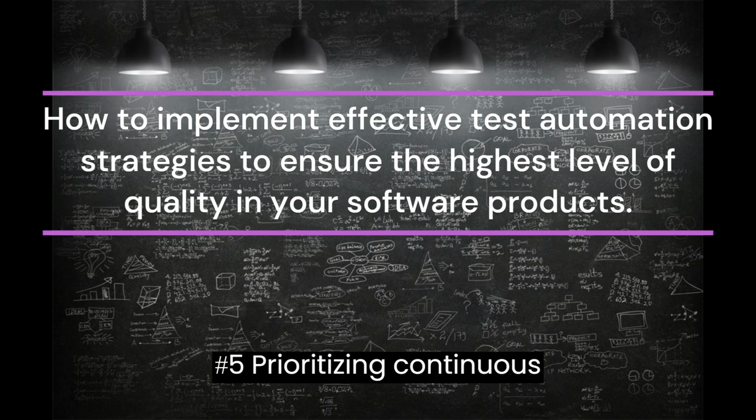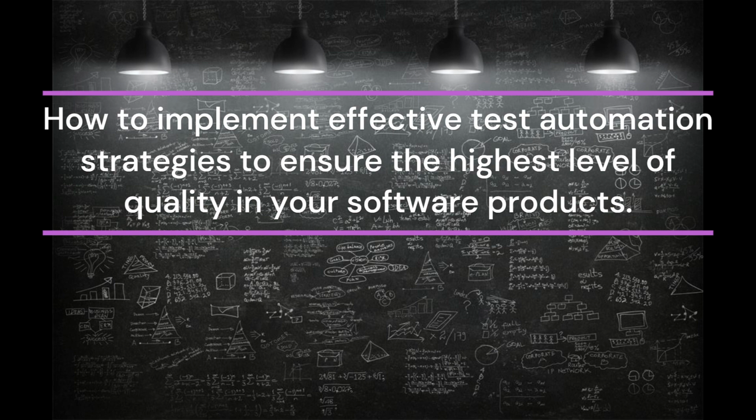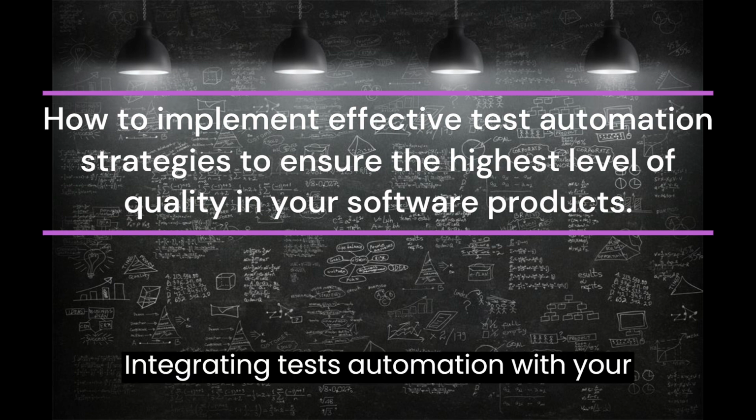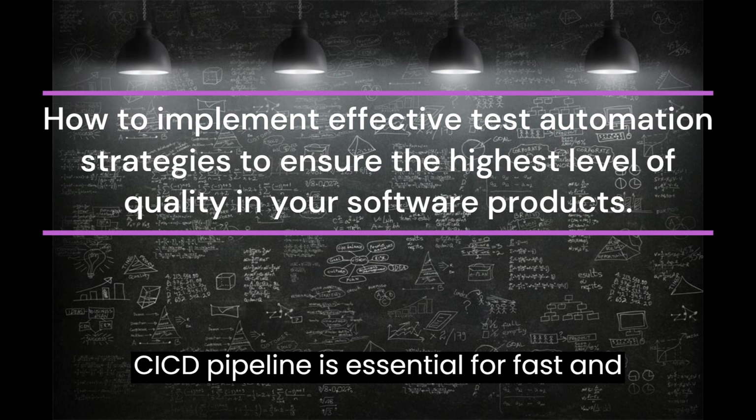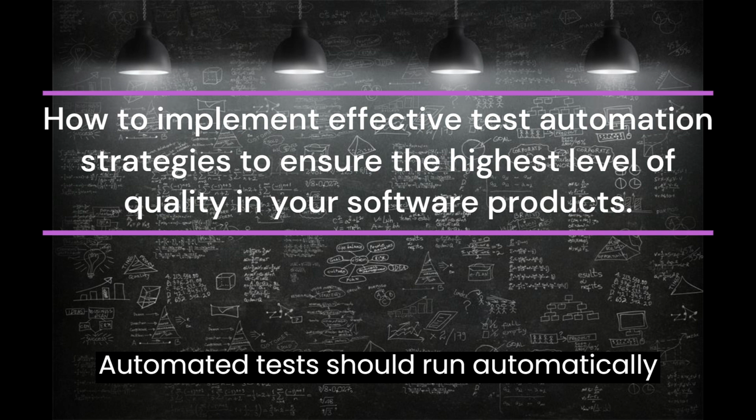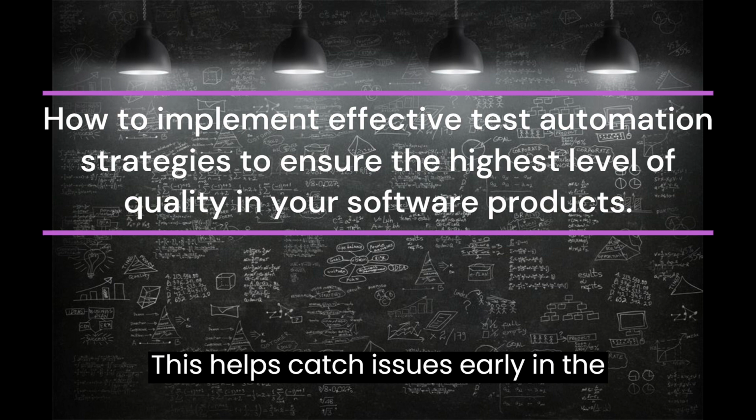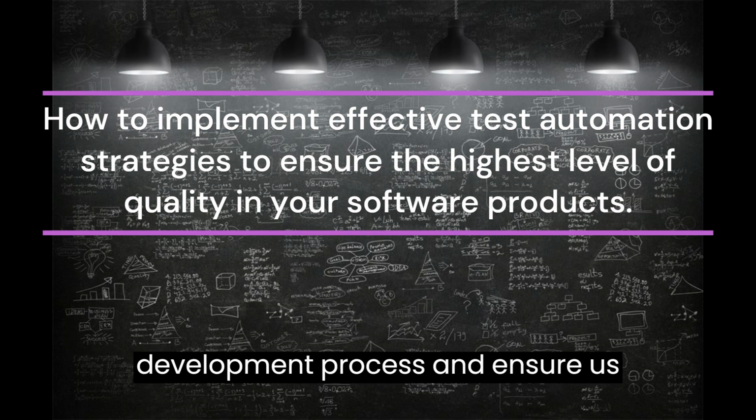Number 5. Prioritizing continuous integration and continuous deployment, or CI/CD. Integrating test automation with your CI/CD pipeline is essential for fast and reliable releases. Automated tests should run automatically whenever code changes are made. This helps catch issues early in the development process and ensure a smooth deployment.